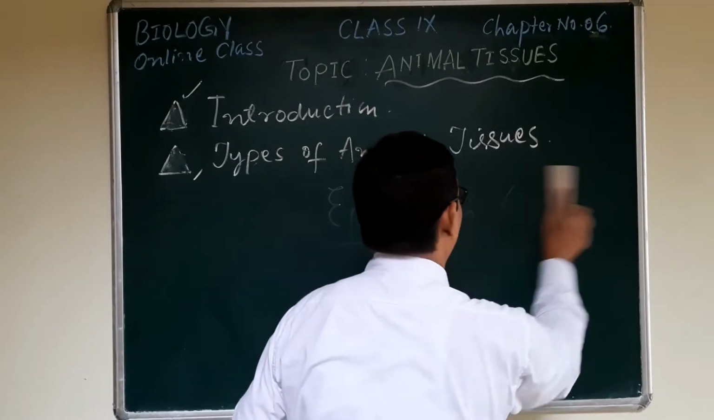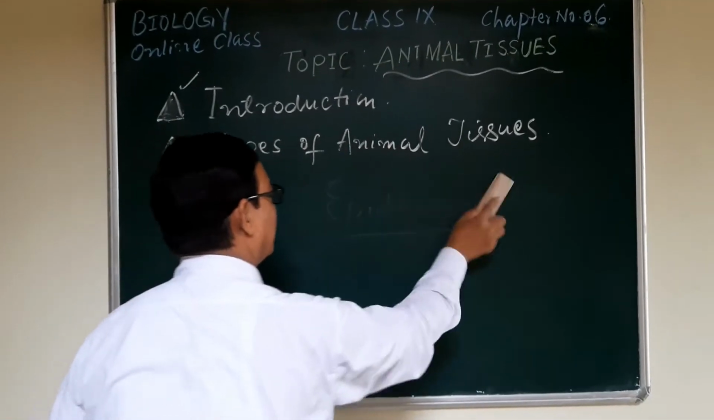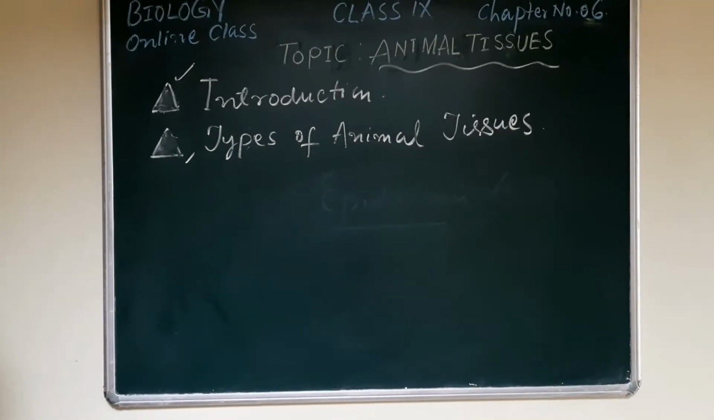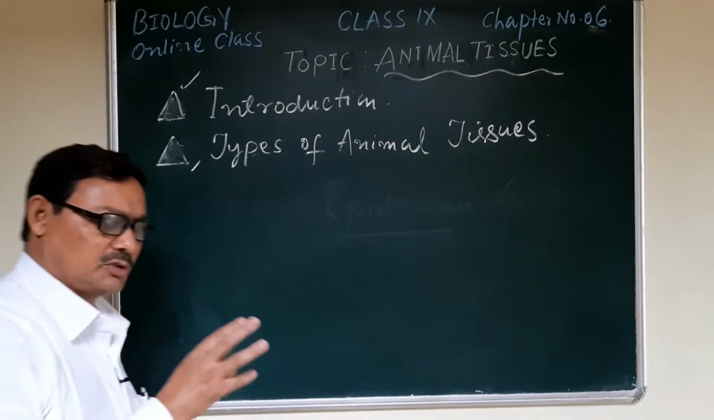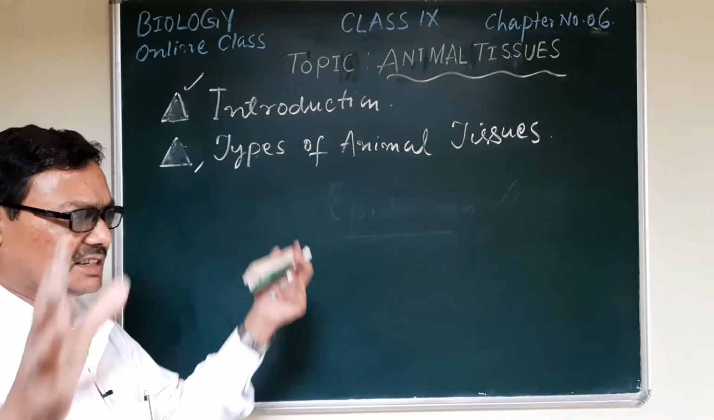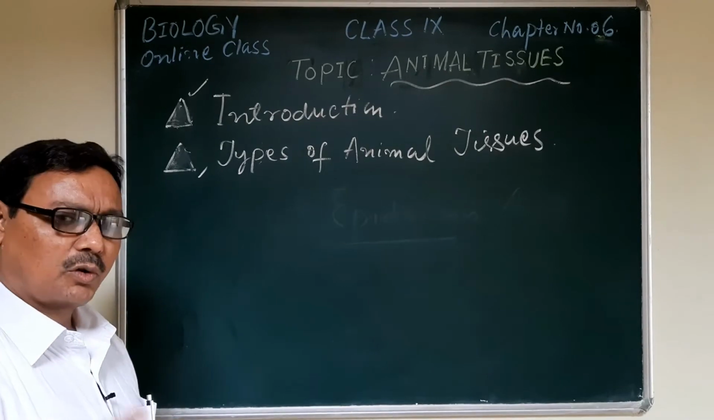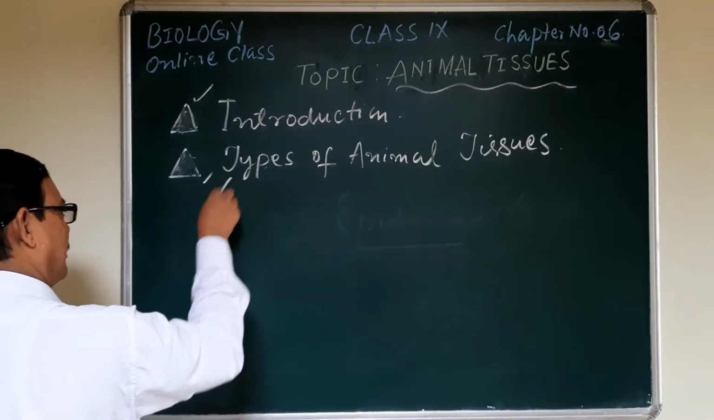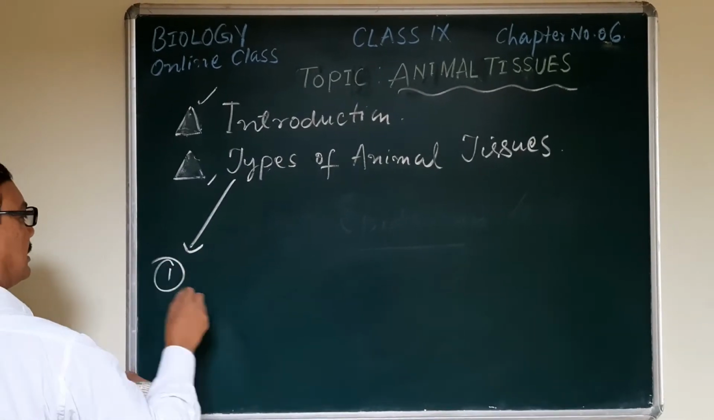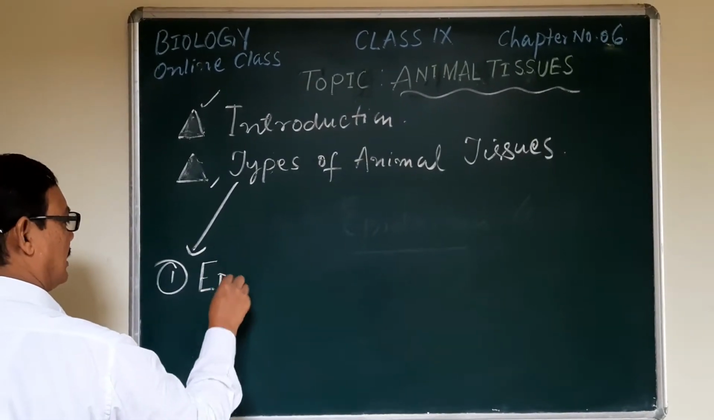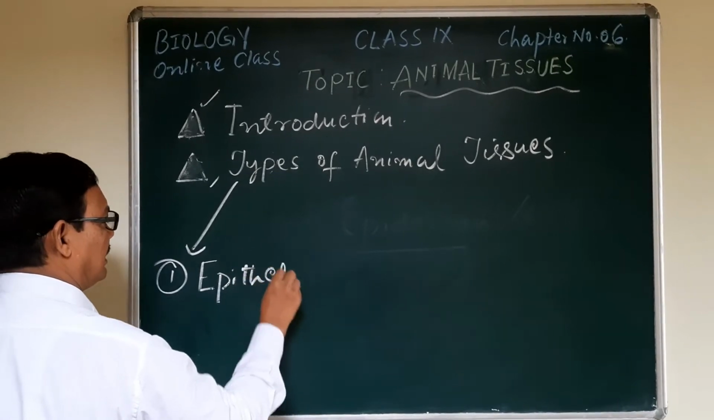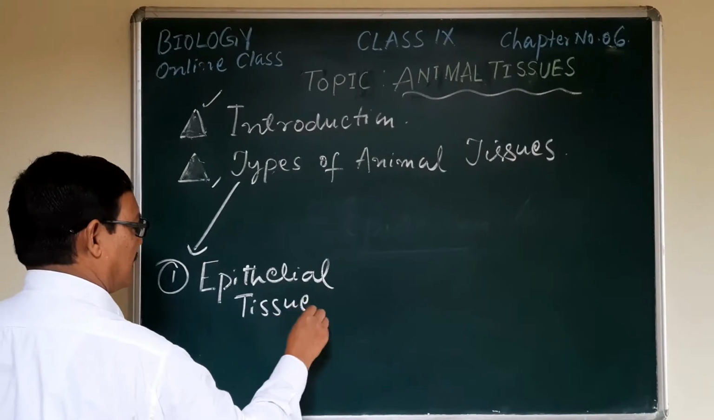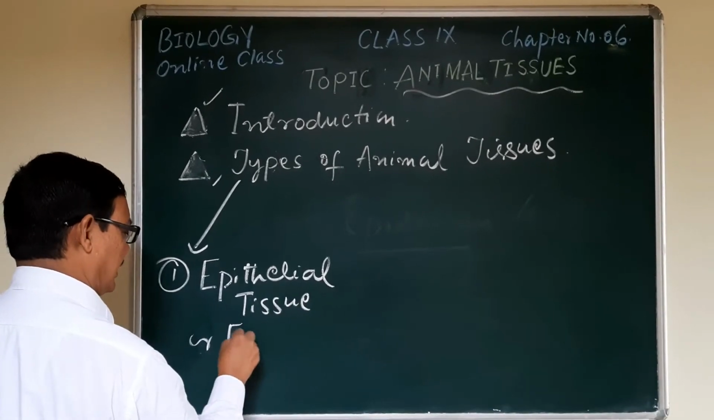Now, depending upon the different distribution, structure, functions, and locations, there are 4 main different types of animal tissue. Number 1, epithelial tissue. It is also known simply as epithelium.